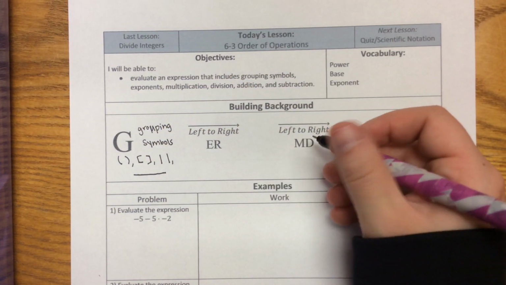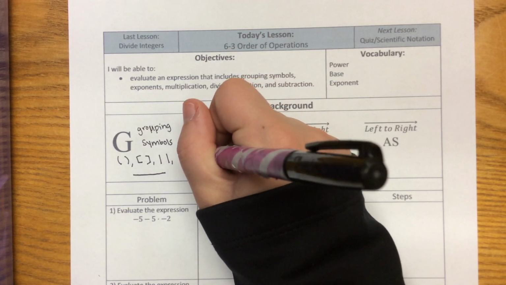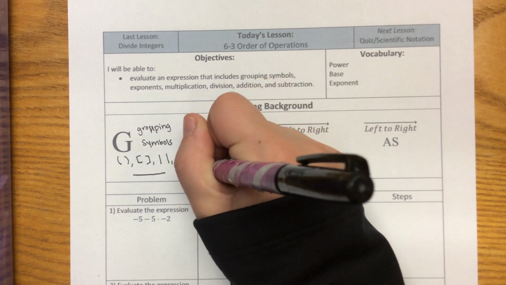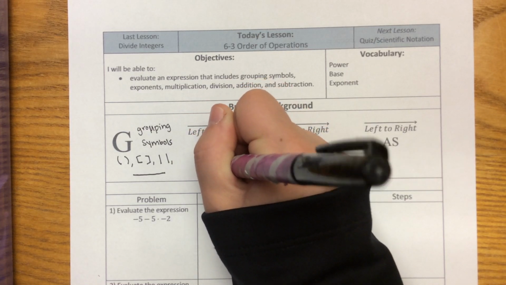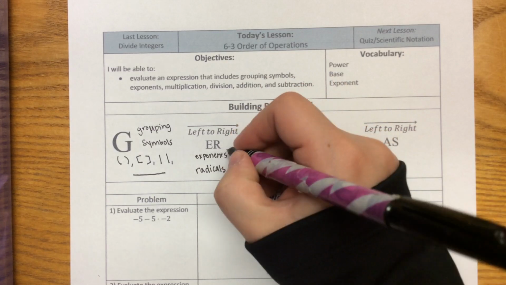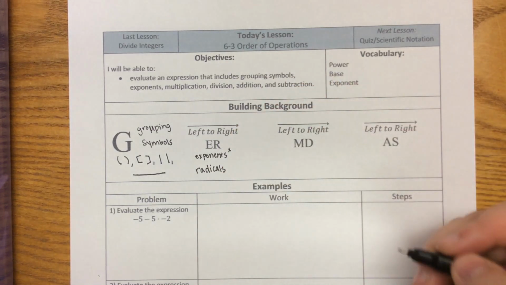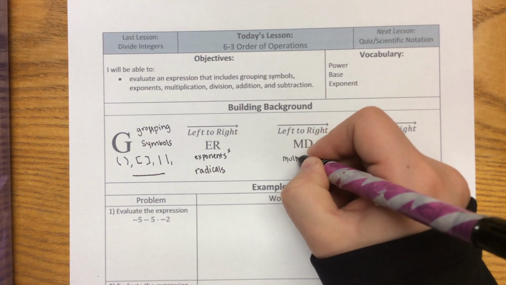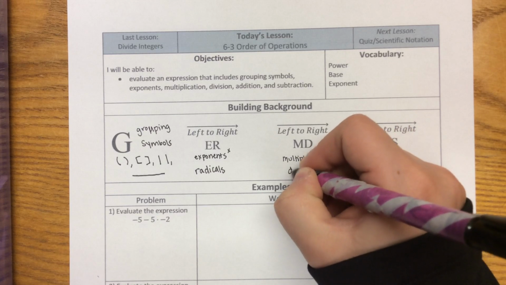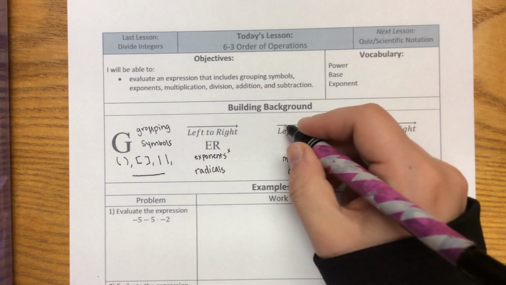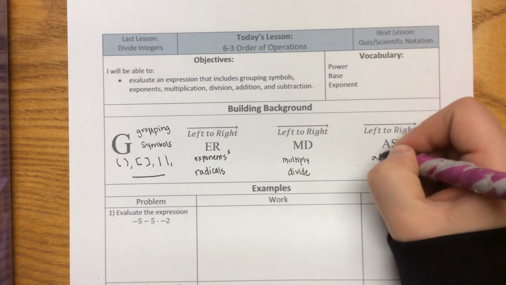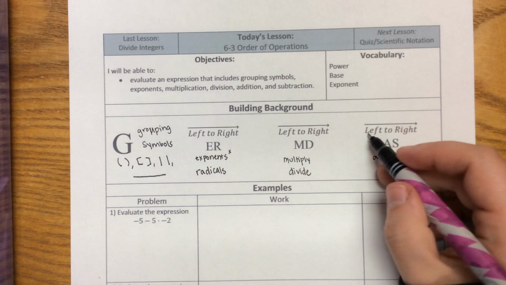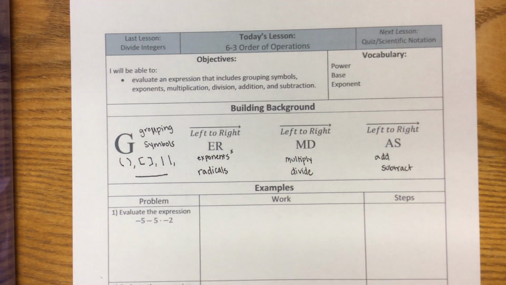Okay, then we have E and R, which means exponents and radicals, which we will have some today. So remember, exponents means like something to the x power. Okay, then we're going to multiply and divide left to right. The big part is divide, it's left to right. And then we're going to add and subtract left to right. Left to right. So whichever one comes first when we go left to right.